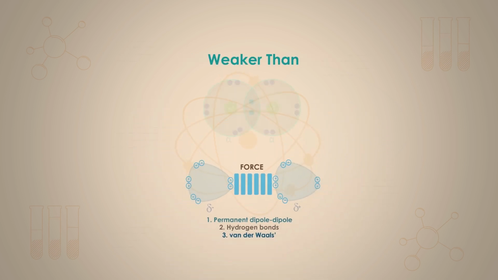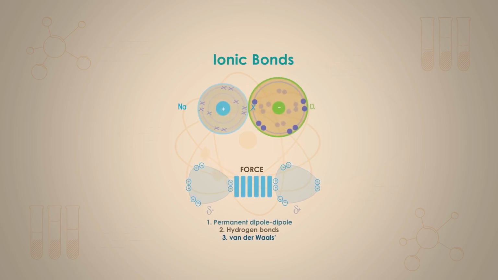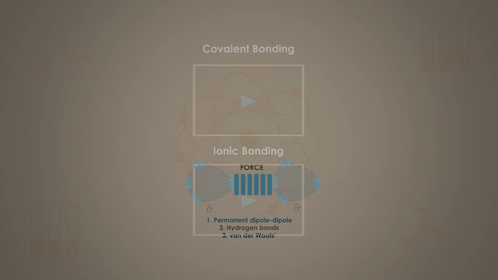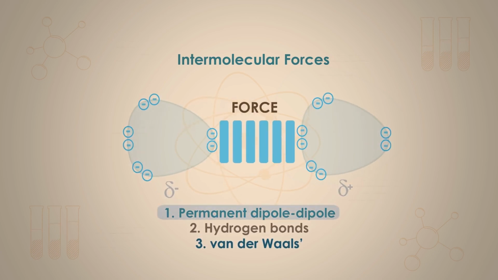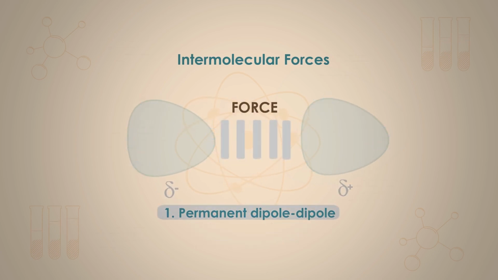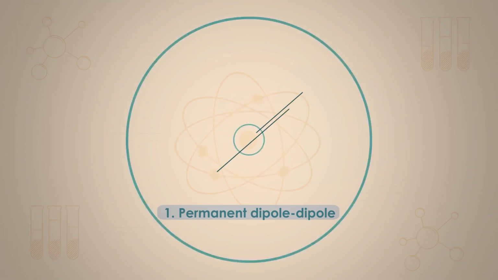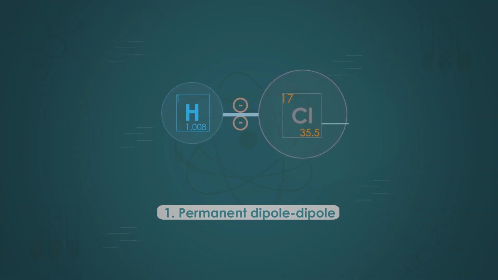All of these forces are very much weaker than ionic or covalent bonds, which bind atoms and ions together in elements and compounds. Let us now look at these three intermolecular forces one by one. First up, our permanent dipole-dipole forces. A polar molecule is one in which there is a permanent dipole arising, usually because the different atoms in the molecule have different electronegativities. The attraction by a bonded atom for the pair of electrons in a covalent bond.